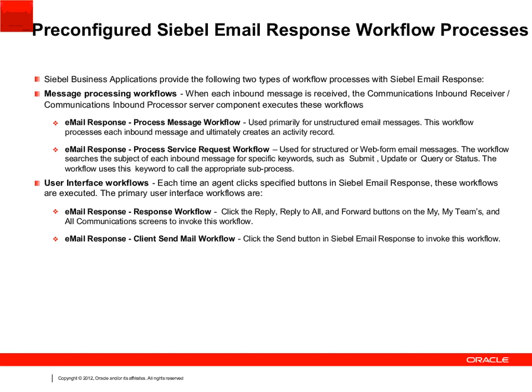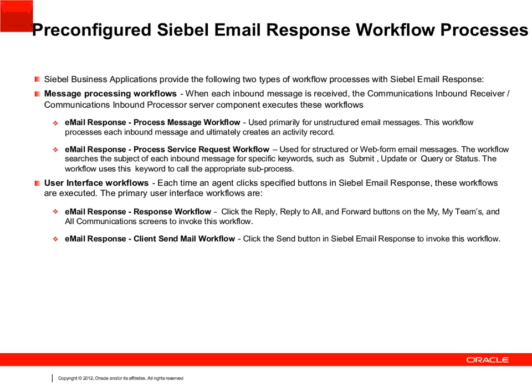Now, Siebel business applications provide two types of workflow process with Siebel email response. To start Siebel email response, we should ensure that we have activated all the email response workflow processes. We can see the list of email response workflow processes by going to the workflow process view in the administration business process screen and querying for email response.